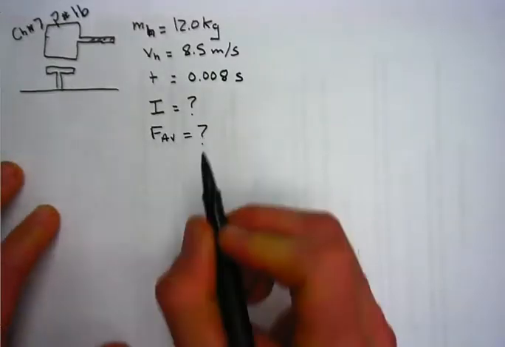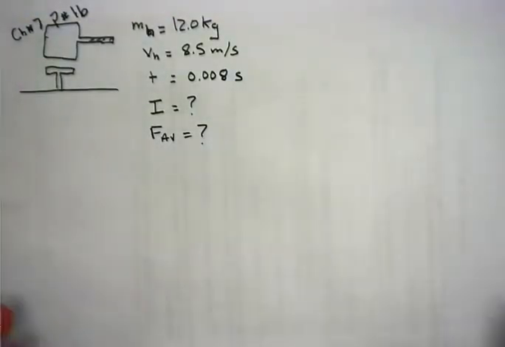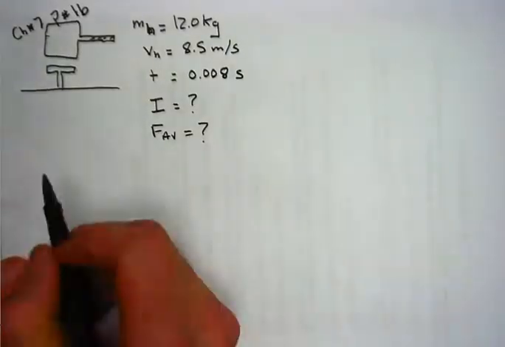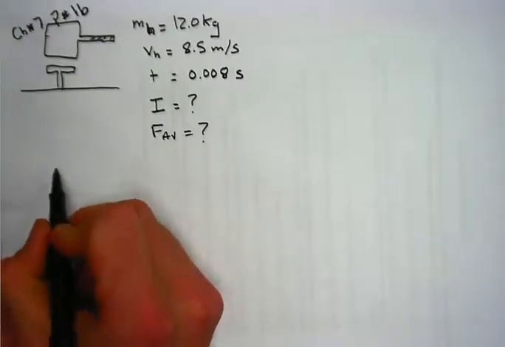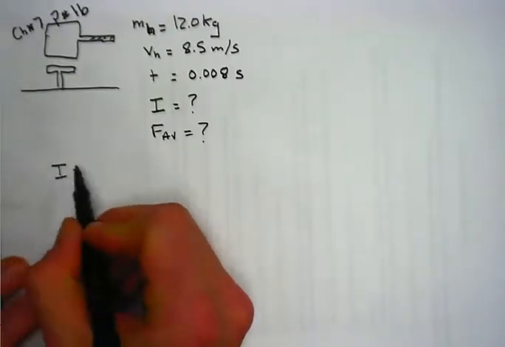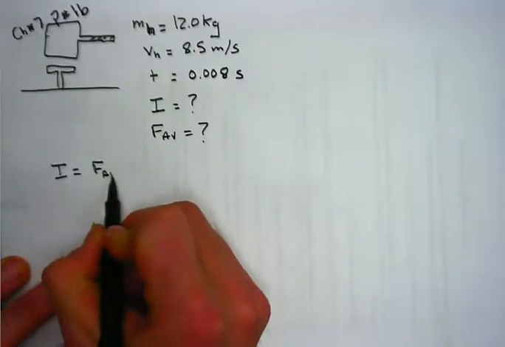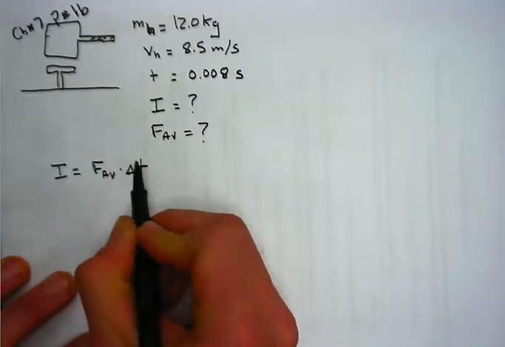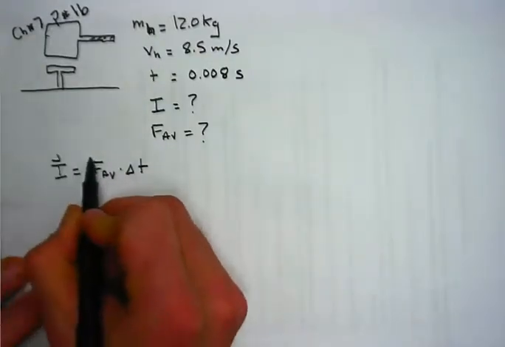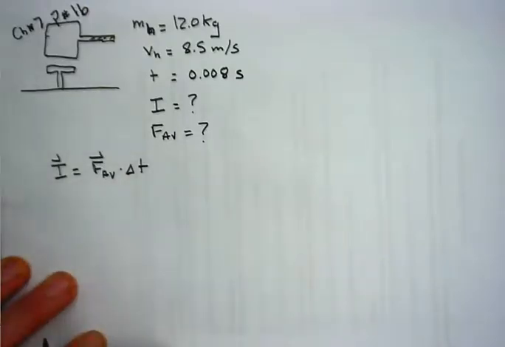All right. Okay, well, Mr. Gersden, I don't even know what impulse is. How am I supposed to solve for it? Great question. Okay, what is impulse? Impulse is an average force exerted over a certain time interval. Okay, so impulse is average force times time.